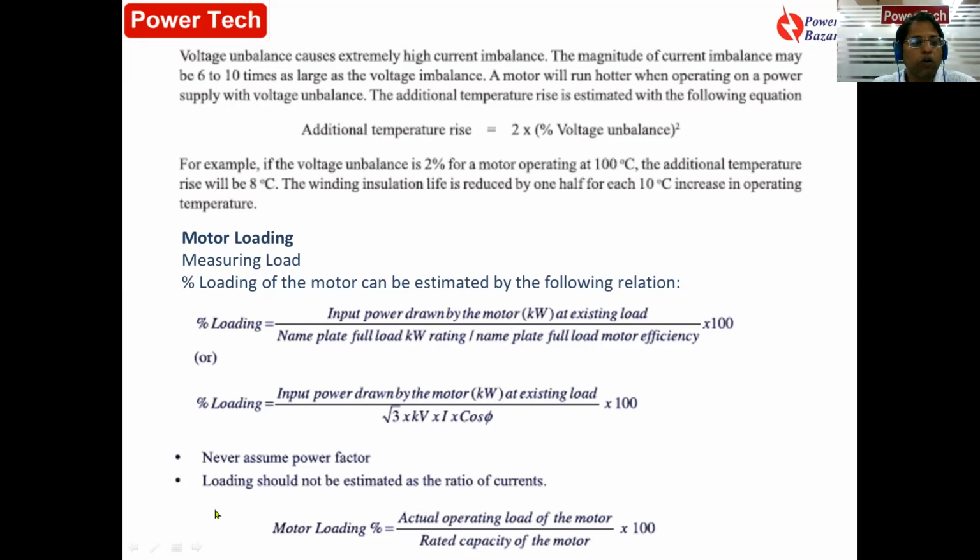But loading should not be estimated as a ratio of current, and you should not assume any power factor. This is another empirical formula. By these three formulas, you can calculate motor loading. Actual operating load means mechanical load, and rated capacity.